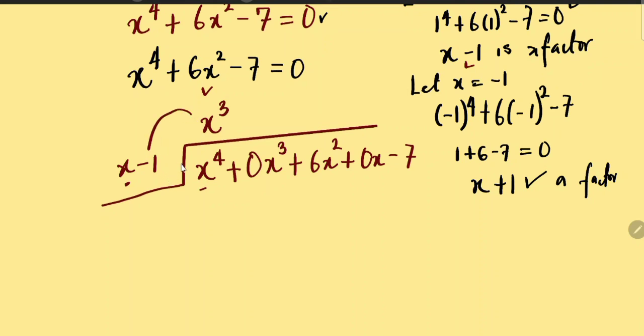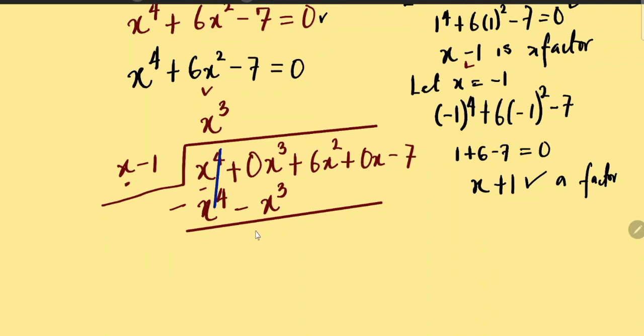Then what do we have? We shall have x raised to power 4, then again multiply by minus 1, we shall have x raised to power 3. So let's subtract that from it. If we subtract x raised to power 4 from x raised to power 4, definitely it will strike out. That will give us 0. Then subtract minus x cubed from 0 is going to give us positive x cubed.